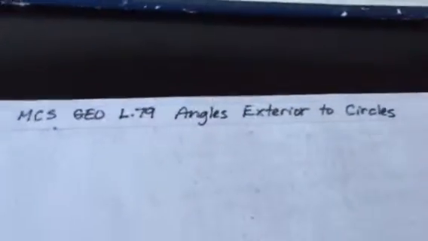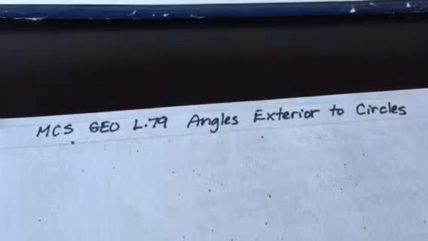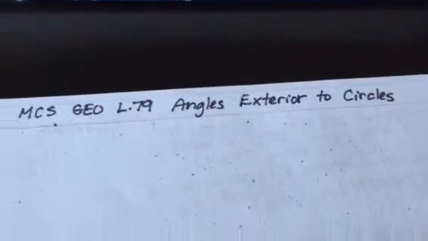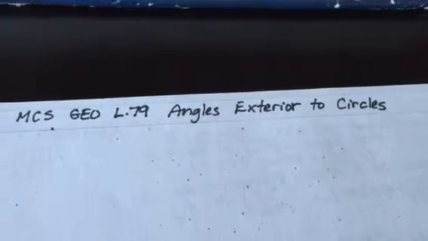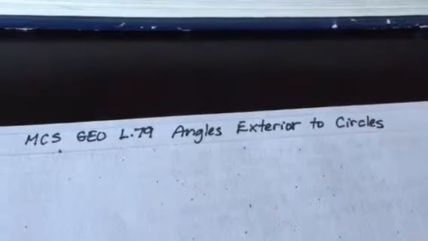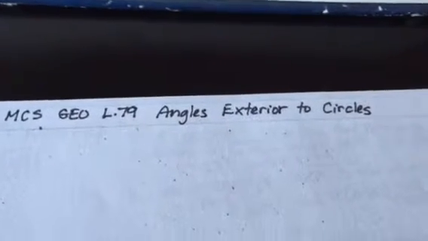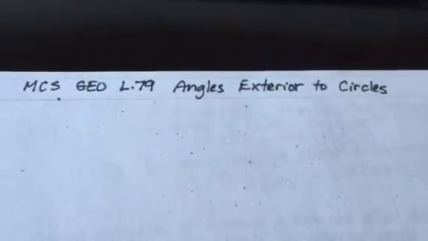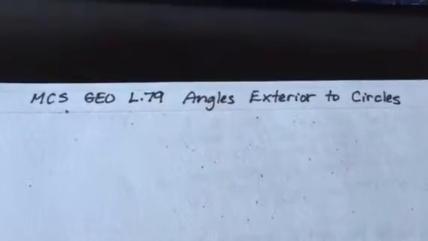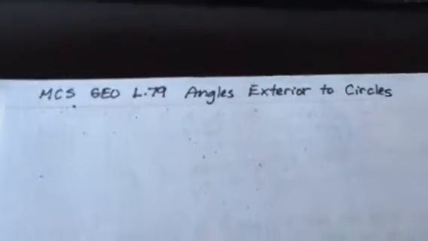Afternoon. Welcome to MCS Geometry Lesson 79 from Saxon Textbook, page 518. We will be covering angles exterior to circles. Please pause now and make sure you have the warm-up done, and then turn it back on and we will continue.